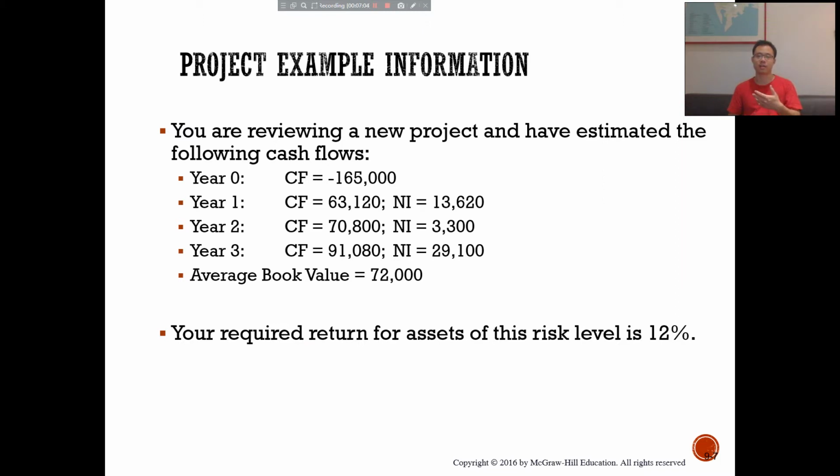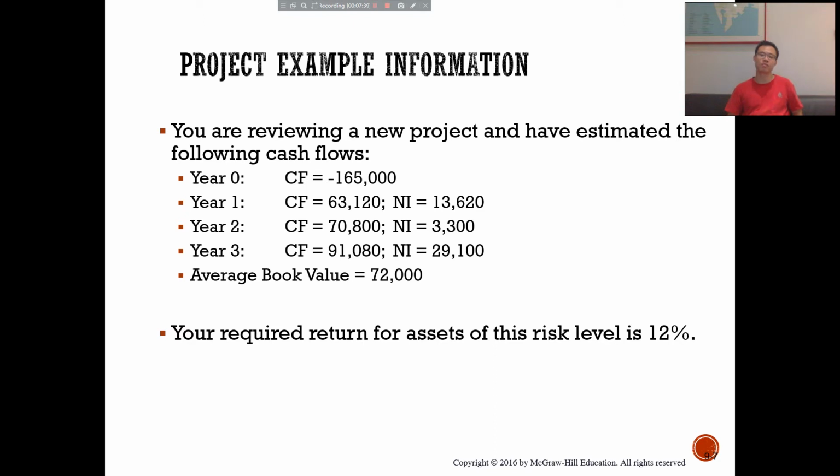So therefore, it is really hard for you to find some other project that can be comparable to this project in terms of the risk level. So you can only use your professional experience to guess, or evaluate, whether the market required return for this kind of risk level assets is like 12%. But hey, we just assume this is 12%.